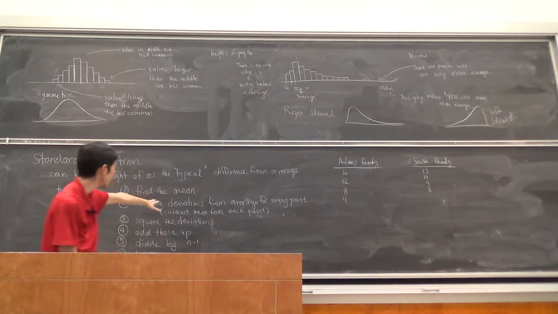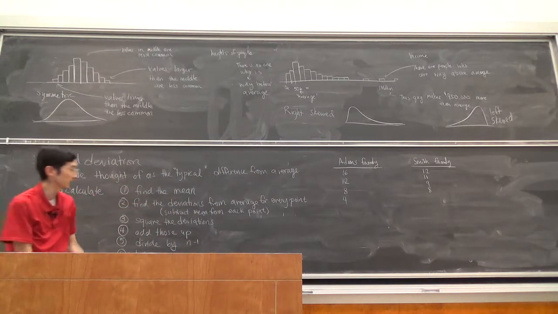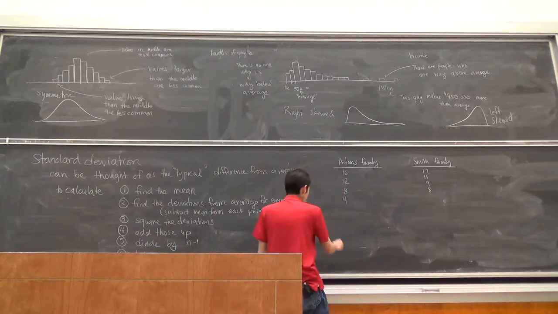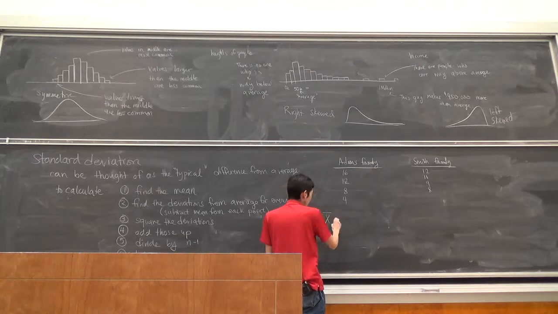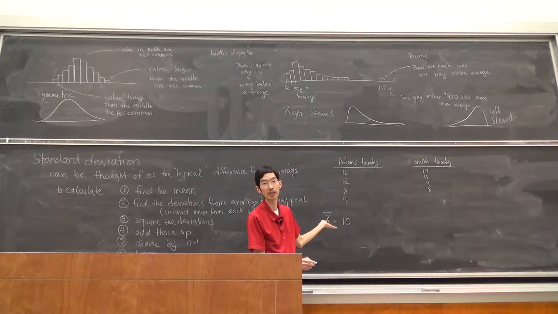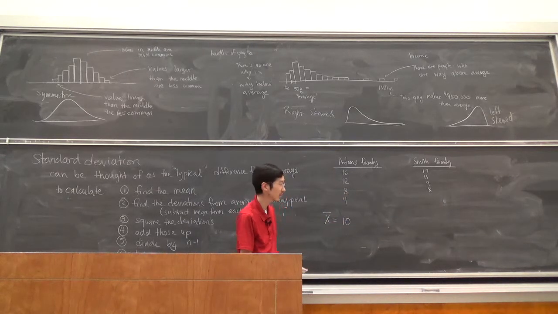But let's go ahead and see what our standard deviation says, and it should reflect what we know. So let's find the standard deviation for the Addams family. Step 1 is finding the mean, and we said the mean is 10. Is everyone okay with that? You add them up, you divide by 4, you get 10.